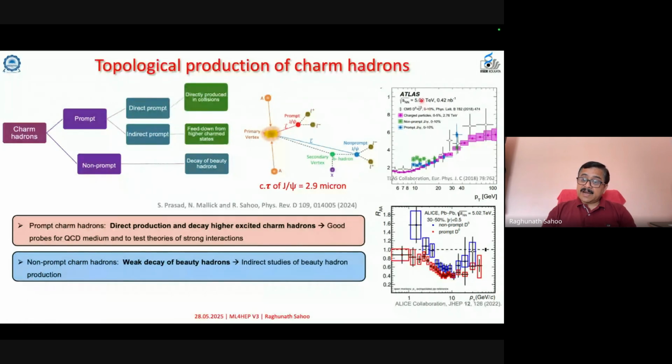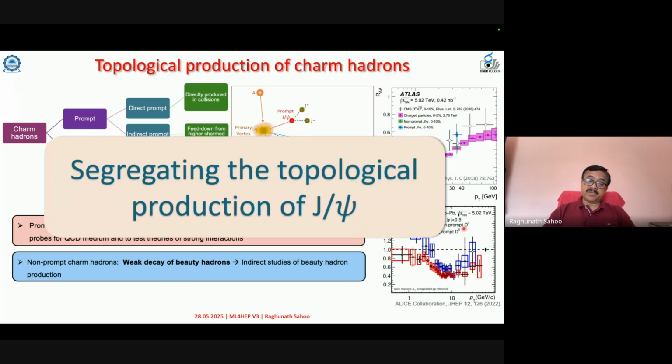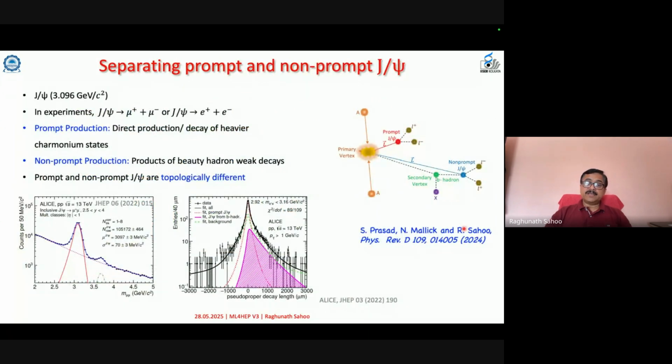The reason being, in the ATLAS experiment and the ALICE experiment, it is shown that the nuclear modification factor is different if you compare prompt versus non-prompt, both J/psi and D0. So we have worked on both the problems, segregating J/psi prompt versus non-prompt and studying all this behavior. So now I made a case to you that J/psi production dynamics is not properly understood unless we separate prompt versus non-prompt, and we are doing that using machine learning.